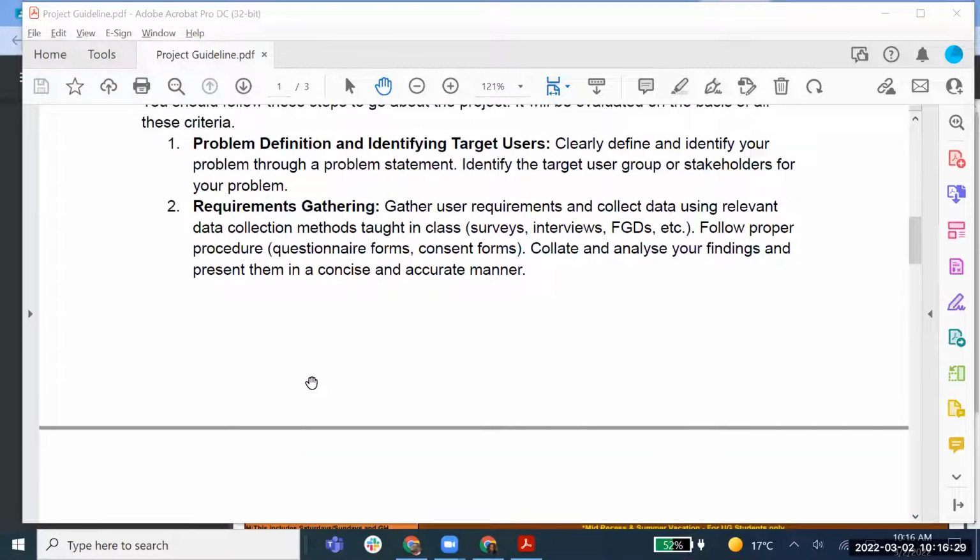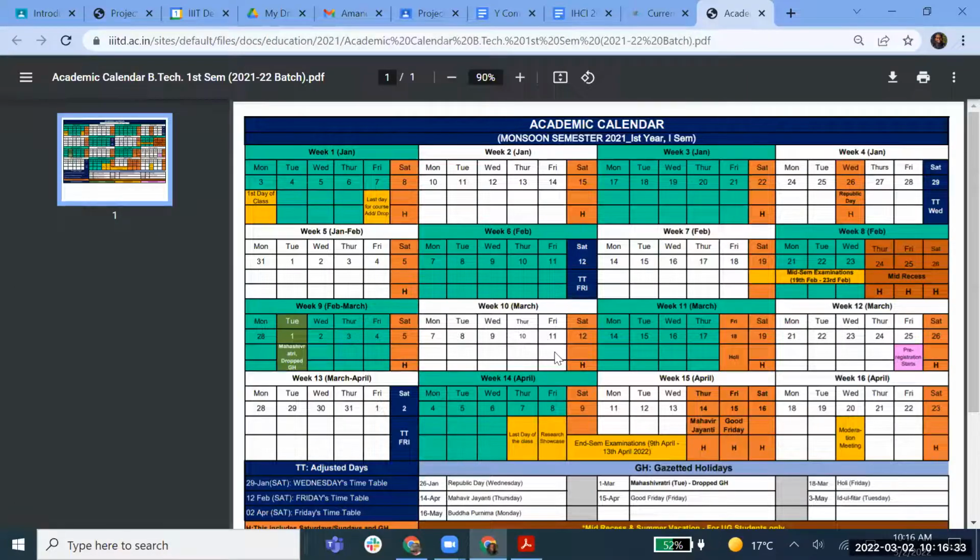So another possibility could be, rather than giving this timeline, we can give probably another week. Okay, I think it should be okay. So how about we give them a deadline till 19th of March, right? And 19th or 18th, whatever.